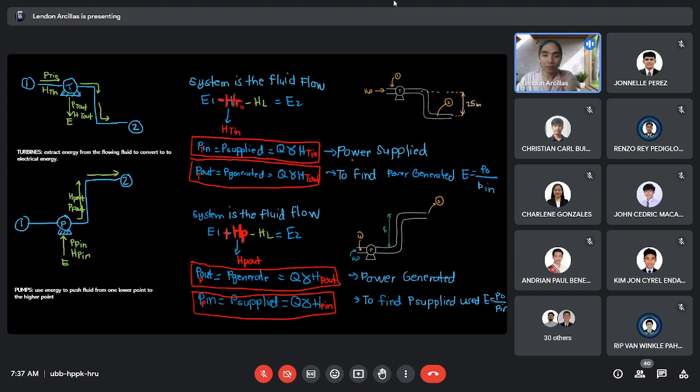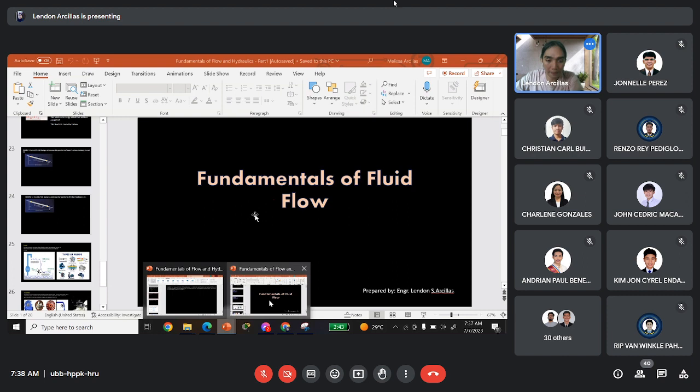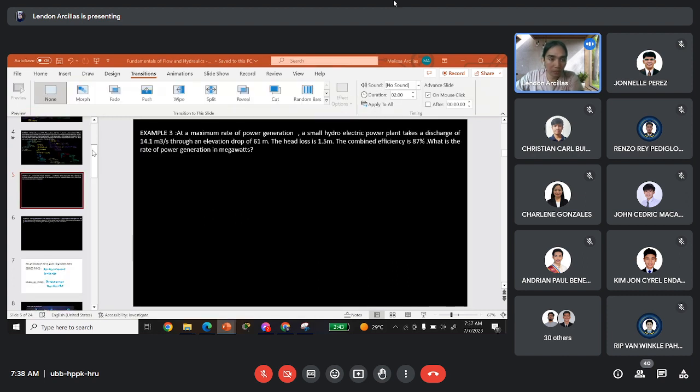So, another term for P in is power supplied. Another term for power out is power generated or PO. Malalaman natin ang isa sa mga to with the use of our formula: efficiency equal to PO over P in. So, yun yung doon tayo nag-example tayo, 'di ba? Last time.